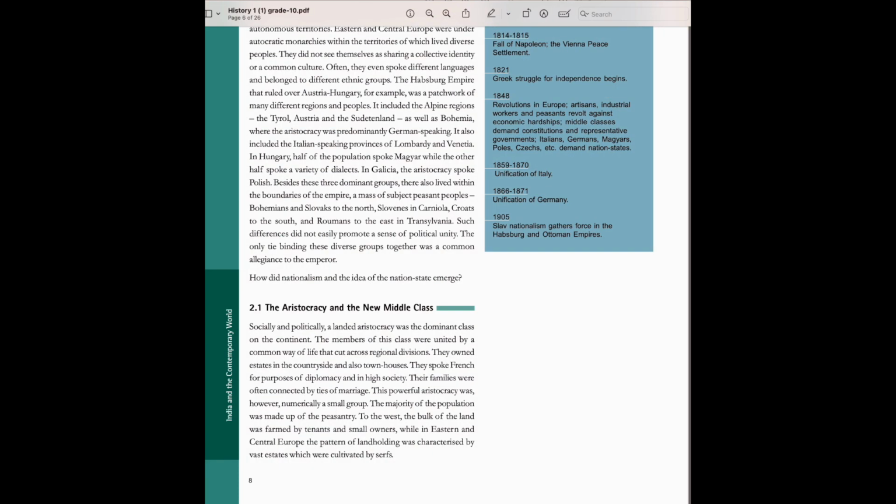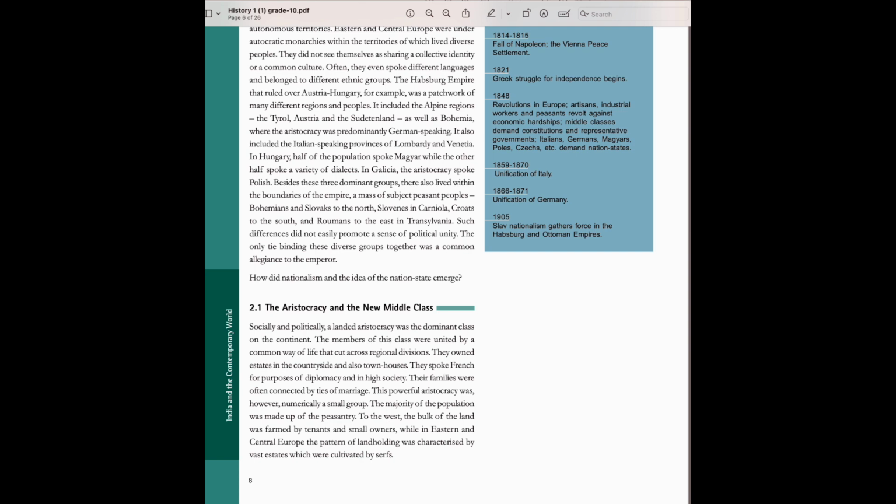2.1 The aristocracy and the new middle class. Socially and politically, a landed aristocracy was the dominant class on the continent. The members of this class were united by a common way of life that cut across regional divisions. They owned estates in the countryside and also town houses. They spoke French for purpose of diplomacy and in high society. Their families were often connected by ties of marriage.